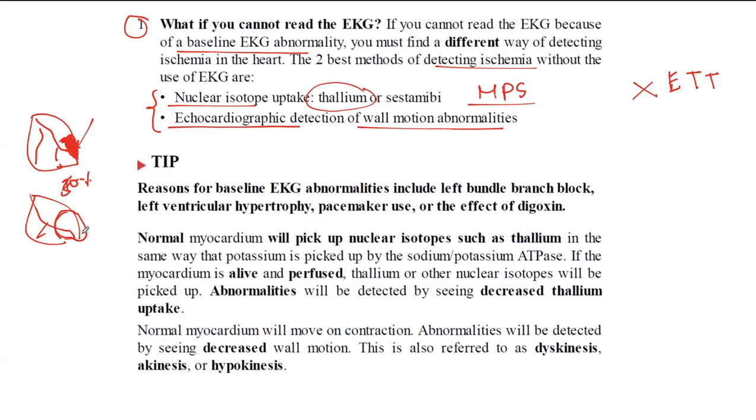which means that it's not moving normally. And why does it not move? Because it is not getting enough blood supply. So again, it gives us an idea that something is wrong in this side of the heart, so there must be a blockage there. Right? So we can either do the myocardial perfusion scan, or we can do an echocardiogram to check for these wall abnormalities.